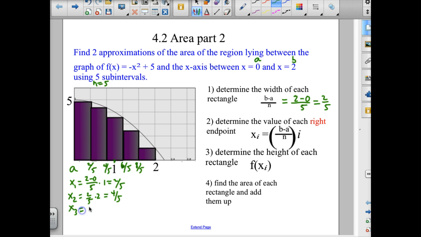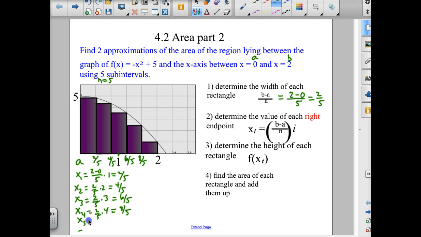So x sub 3 is 2/5 times the third, so that's where we get our 6/5 from. And x sub 4 is 2/5 times the fourth rectangle counter, so that's your 8/5. And then finally your fifth rectangle will have an endpoint at 10/5, which is 2. So I wrote a 2 there. All right.